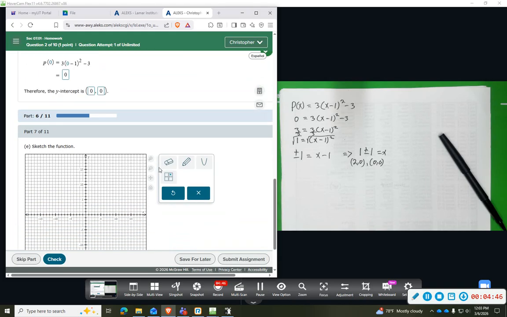We're going to sketch it. So again, I'm going to plot my vertex and a couple points. Our vertex was +1, -3. So right 1, down 3. Okay, the intercepts were 0, 0, and 2, 0. We're going to draw the line, vertex first. It opens up, and just pick one of these points.